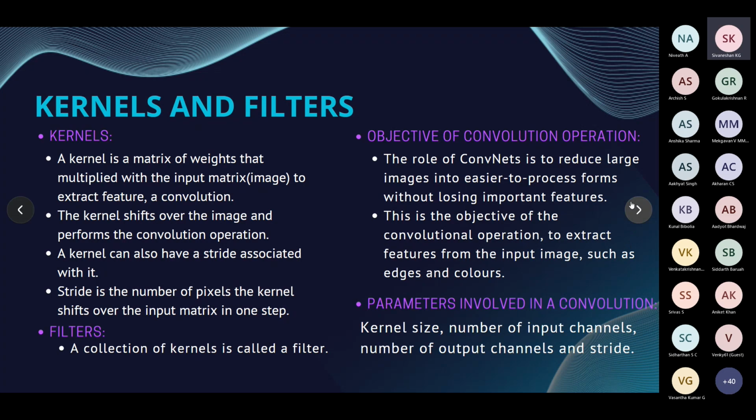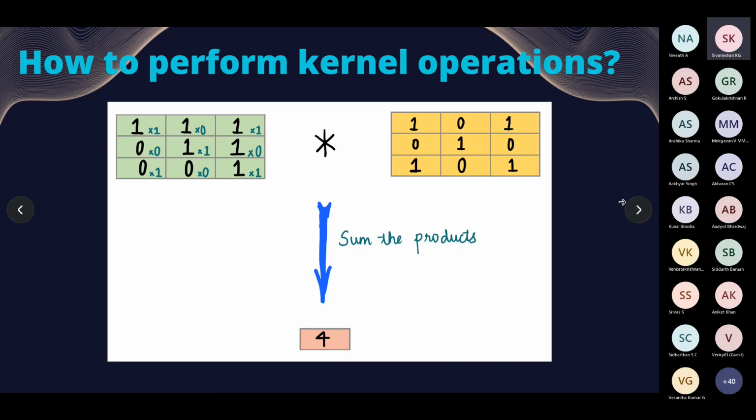Gokul, next slide. Yeah, so how you do a kernel operation is you do an element-wise multiplication. You take the first element of your image and multiply it with the corresponding first element of your matrix. Then you sum all of these products, and that gives you one number, and that's your output. So you can go to the next slide.